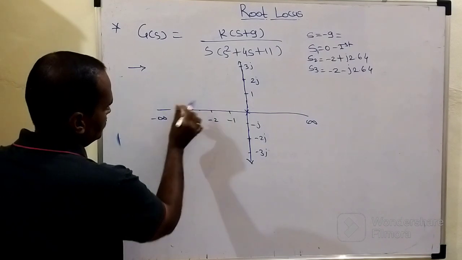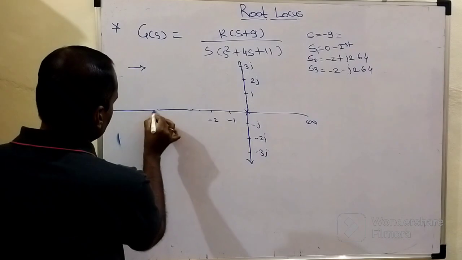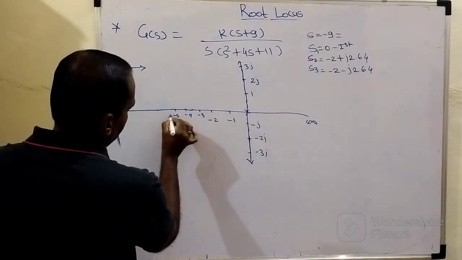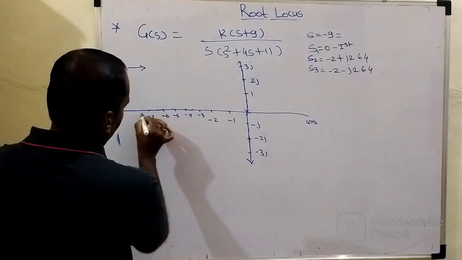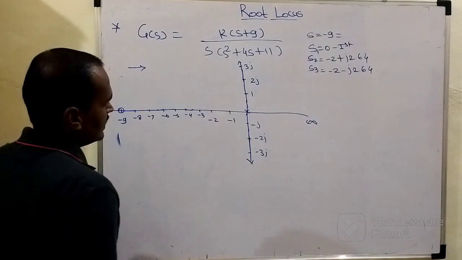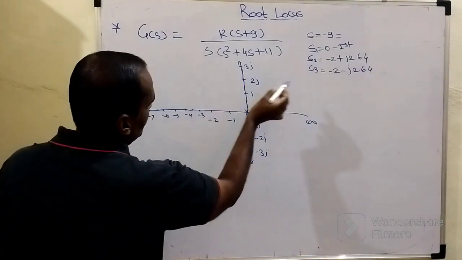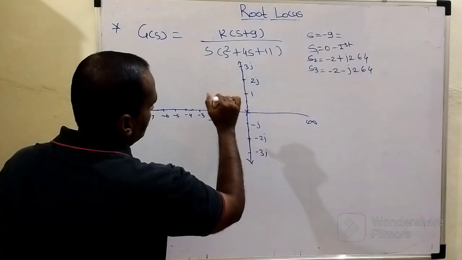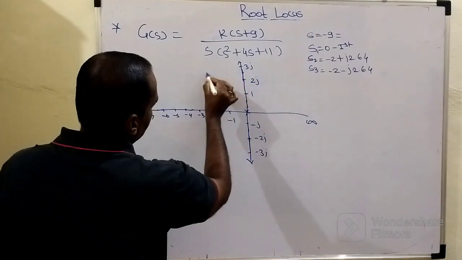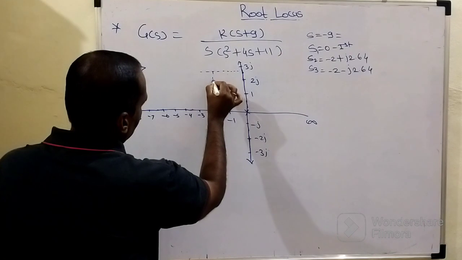So instead of that, see, we will continue this axis: minus 2, minus 3, minus 4, minus 5, minus 6. So one zero is at minus 9, and the remaining two poles are nothing but what? Minus 2 plus 2.64j. So somewhere in between plus 2j and minus 3j we will have this 2.64j, right?